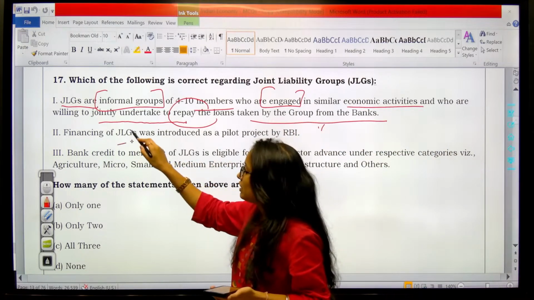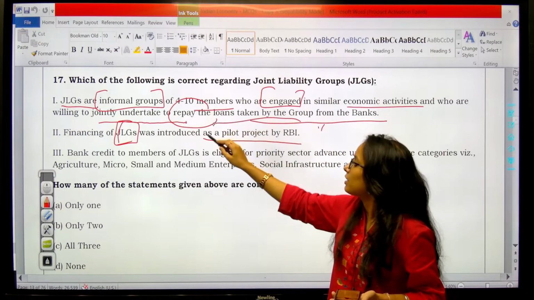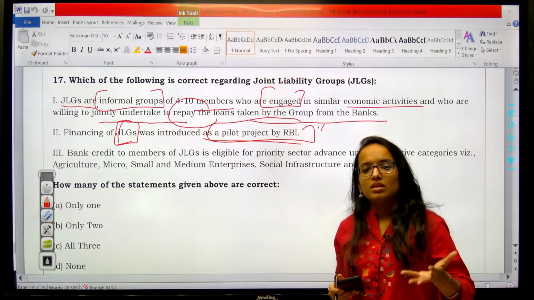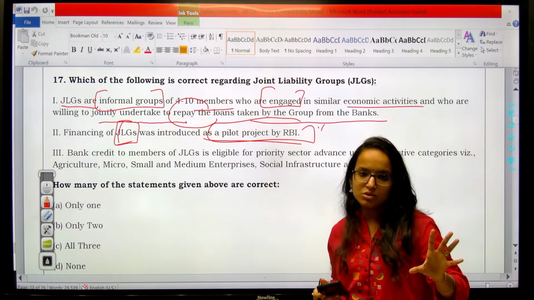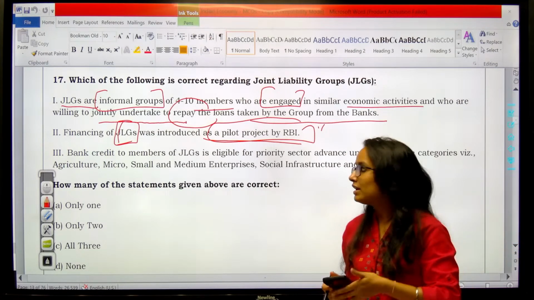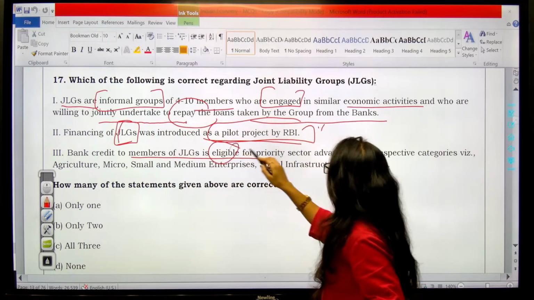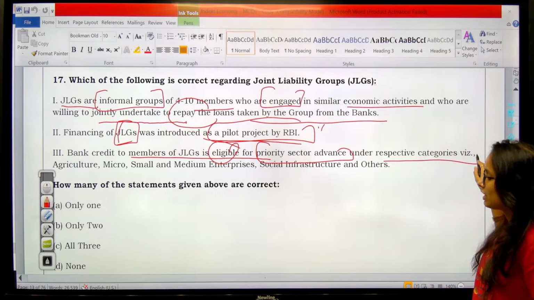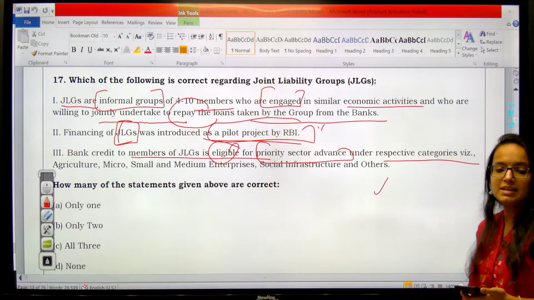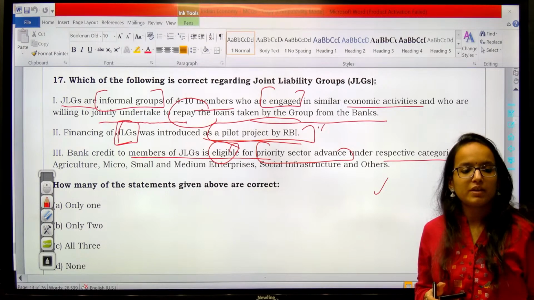Second, financing of these joint liability groups was introduced as a pilot project by RBI. Financing of JLGs was introduced as a pilot project. Pilot project means you are launching it on a trial and error basis, you want to see how it works, then you will implement it at the entire national level, right? So pilot launched by RBI. Third, bank credit to members of these groups is eligible for priority sector advance under the respective category like agriculture, micro, small, medium enterprises, social infrastructure. What is the correct answer here? Tell me. Correct answer please, very quickly.